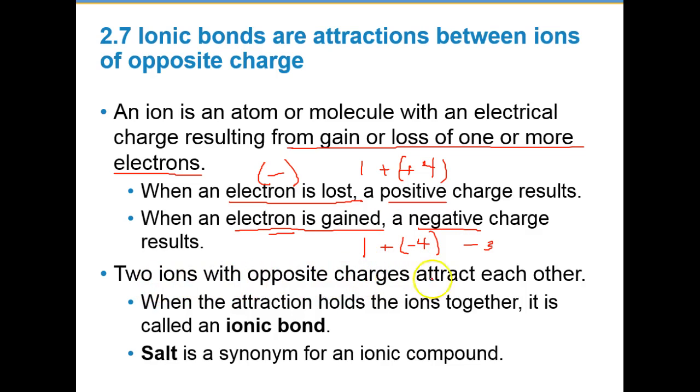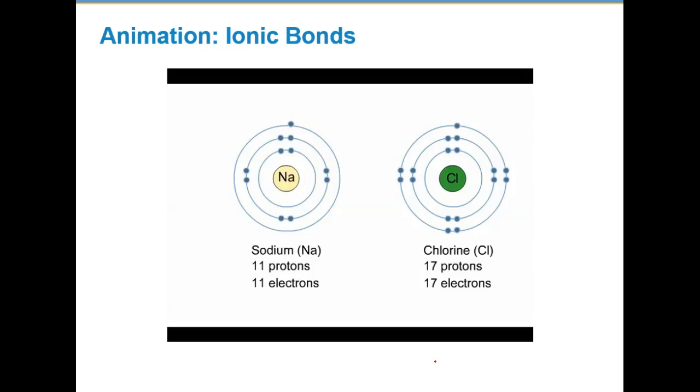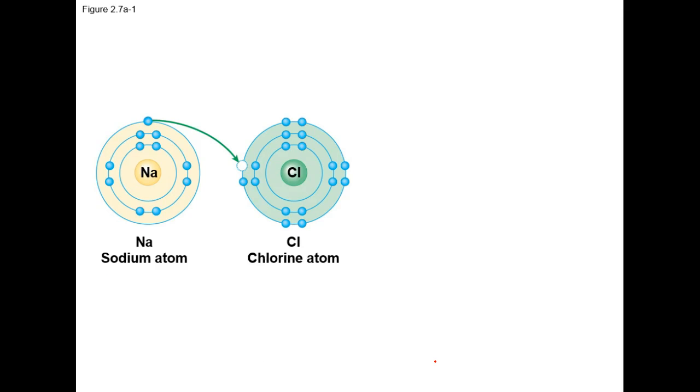Two ions with opposite charges attract each other, and this attraction holds the ions together. It's an ionic bond because you get a positive and a negative. This is usually what I call a give and take relationship, and you're going to see why in just a minute. By the way, a salt is a synonym for an ionic compound. But it's a nice give and take relationship.